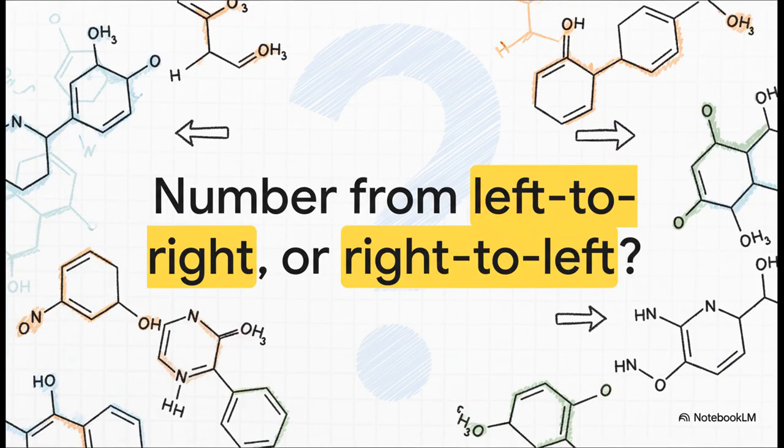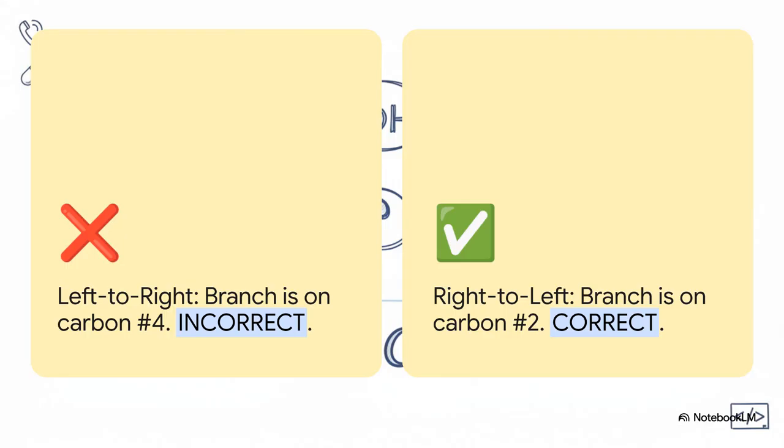Okay, let's put this into practice. Take a look at this molecule here. We can see the longest chain is 5 carbons long, and it's got one little branch sticking off it. So to give that branch its lowest possible address, should we start counting the carbons from the left side, or should we start from the right? Let's actually walk through it. If we count from left to right, the branch ends up on carbon number 4. Okay, now let's try it the other way. If we count from right to left, that same branch is on carbon number 2.